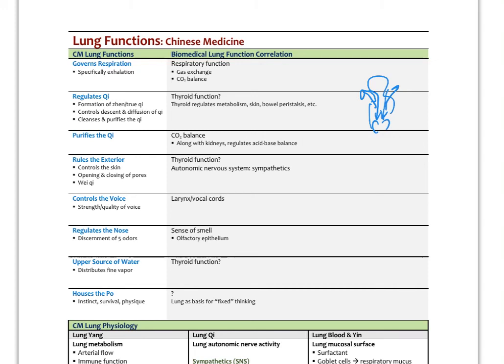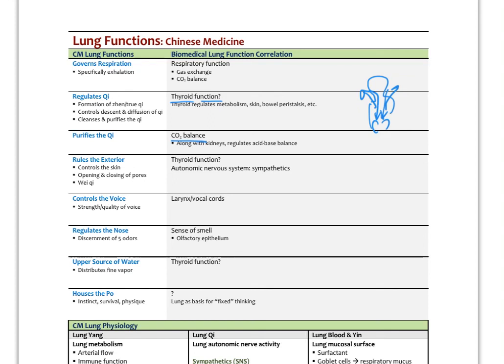Say it regulates the chi, and that's your basal body energy. And we can think of course, ATP production, the mitochondrial activity is part of that. But we can also link the thyroid there, and I mentioned we can maybe think about how the thyroid is a carrying of the lung activity into the tissues, into the mitochondria. So one aspect of lung chi we can think of as thyroid activity. It also purifies the chi. We can think of that as the CO2 balance and the acid-base balance.